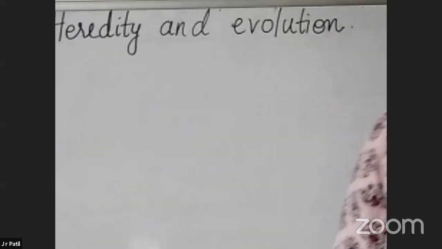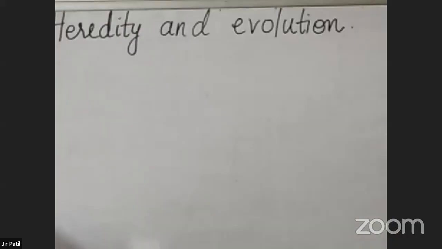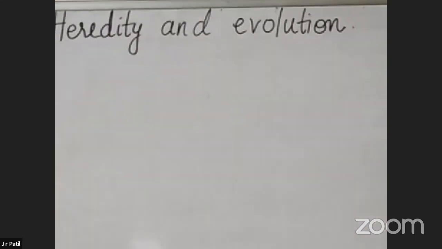Now in this lesson we have already started heredity and evolution, right? A little bit I will tell you what we have done in that lesson in the previous class, and then we'll start the new concept. Now in heredity and evolution, we have understood the meaning of heredity first. That is the transmission of characters from one generation or parent to offspring. Clear now?